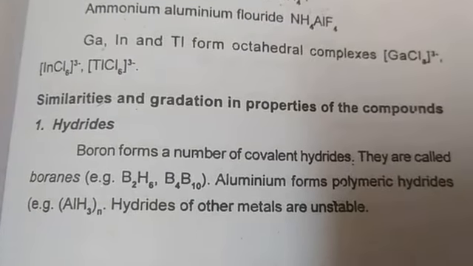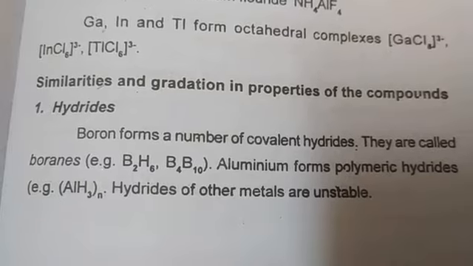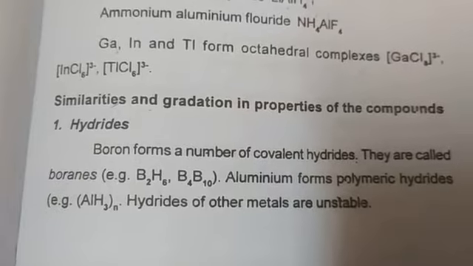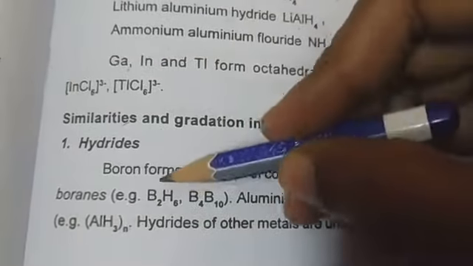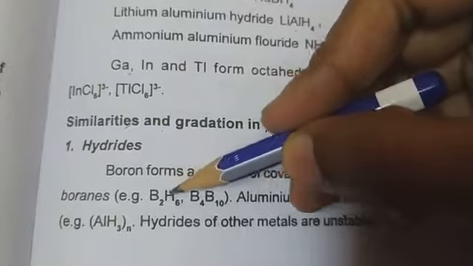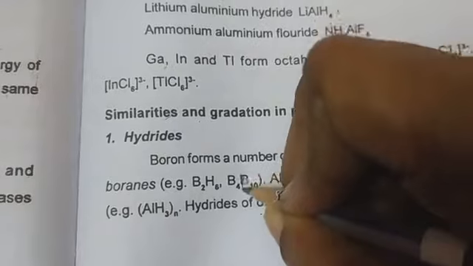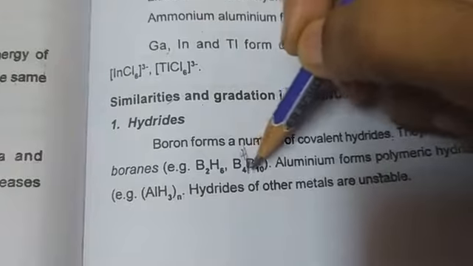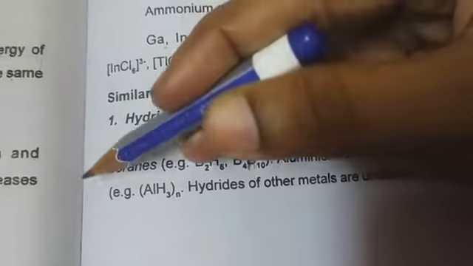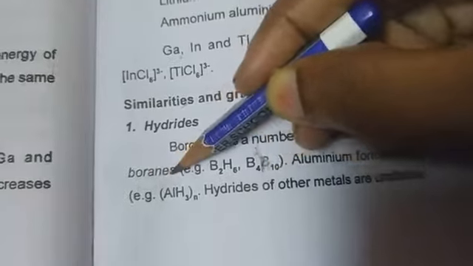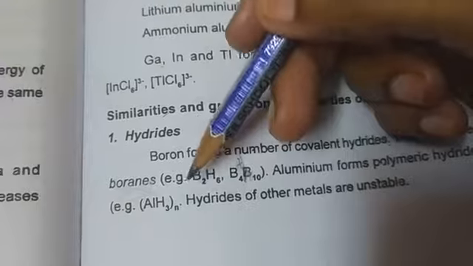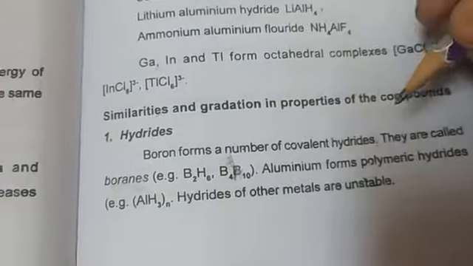In the boron family, boron forms a number of covalent hydrides, and they are called boranes. Suppose boron combines with hydrogen, it forms diborane, B2H6. Then B4H10, not B10. So B2H6, B4H10. We generally name these compounds boranes. All boron hydrides can be commonly named boranes, for example diborane and B4H10.